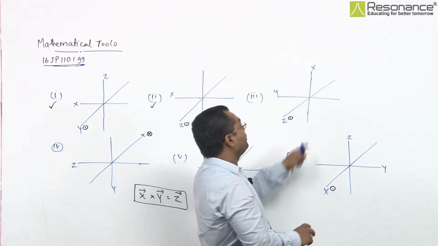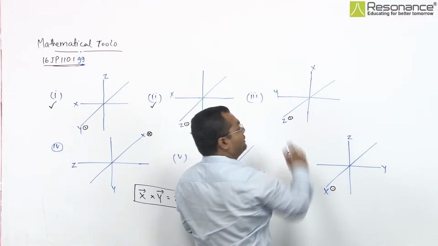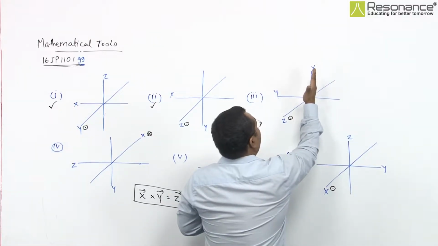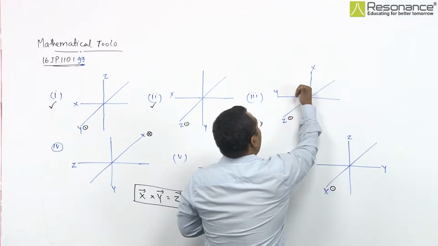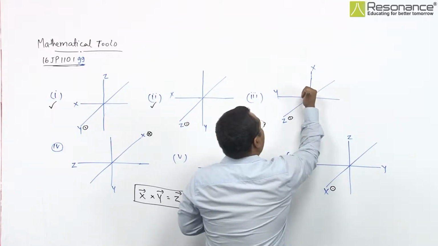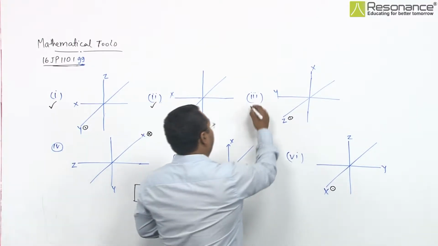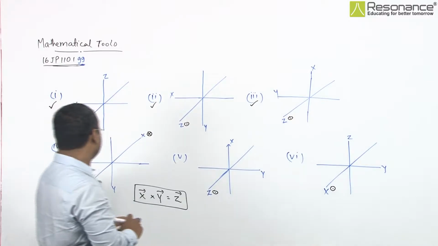In this, you see x is upward, y is in this direction, and z is outward. So putting the forefinger along x, curl towards y, we simply get our thumb towards z. So this diagram is again correct.